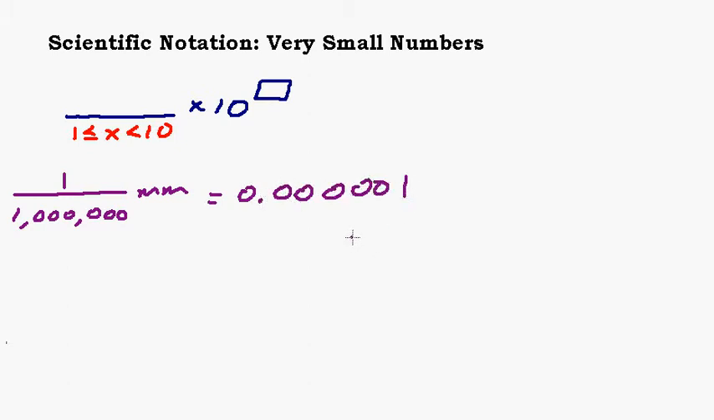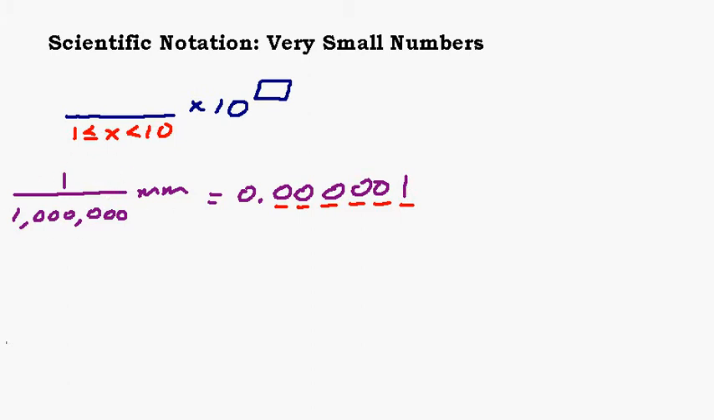The way you could get that without a calculator is remembering your place value. The place values are the tenths, hundredths, thousandths, 10,000ths, 100,000ths, millionths. So this decimal represents 1/1,000,000th, and here's the fraction for that.